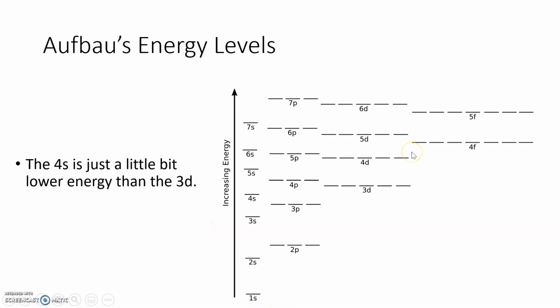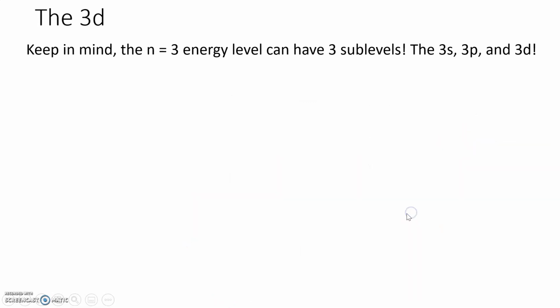If you're looking at this like, man, I can't memorize all that, don't worry about it. You'll have a periodic table. As long as you know how to read the periodic table, you don't have to memorize any of this. So, again, that third energy level, remember, we can have as many sub-levels on an energy level as that energy level is. So if you're on the third energy level, you can have up to 3 sub-levels. They are the 3s, the 3p, and the 3d.